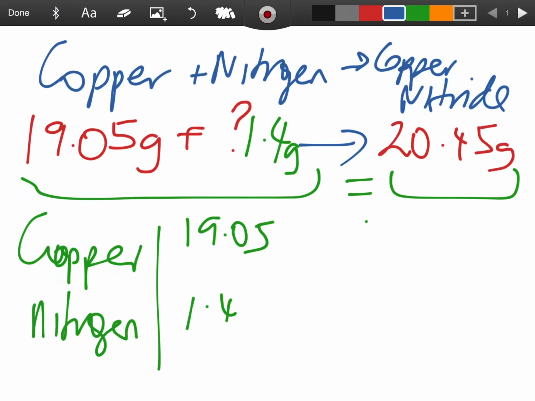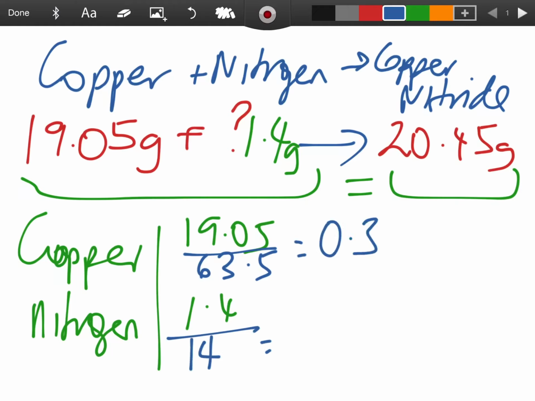Now divide by the AR of copper, which is 63.5. The AR of nitrogen is 14. When you do that, you're getting 0.3 and you're getting 0.1. The smaller number is 0.1, so divide both by 0.1 and you'll get 3 and you'll get 1.